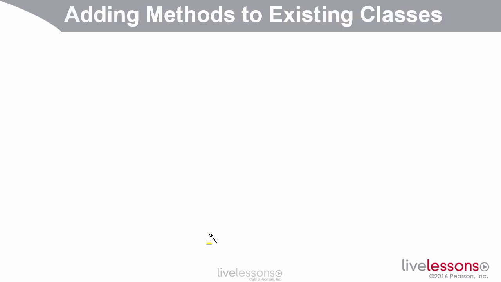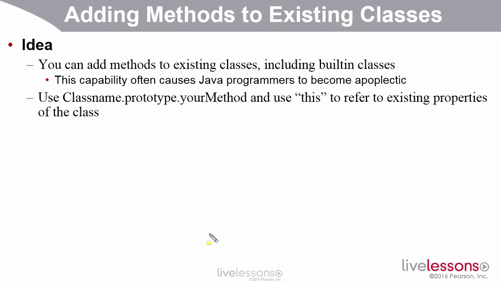And last, but certainly not least, you can add methods to classes that already exist. So you just use the prototype property. Now, Java programmers have heart attacks or faint or go into fits when you say this. Because in Java, you can protect your code so nobody else can mess around with it.